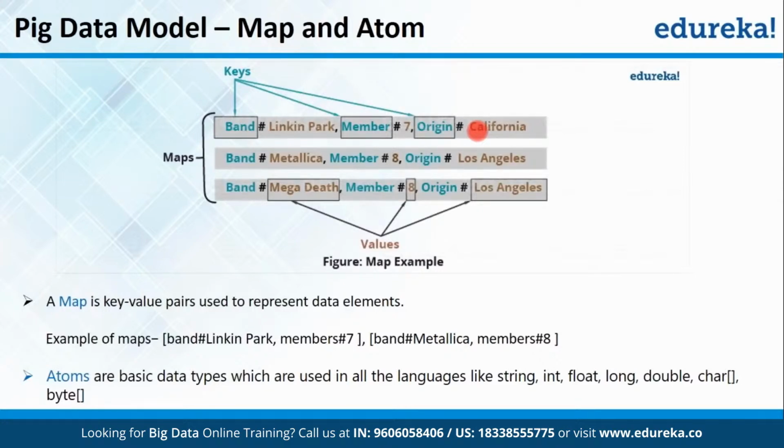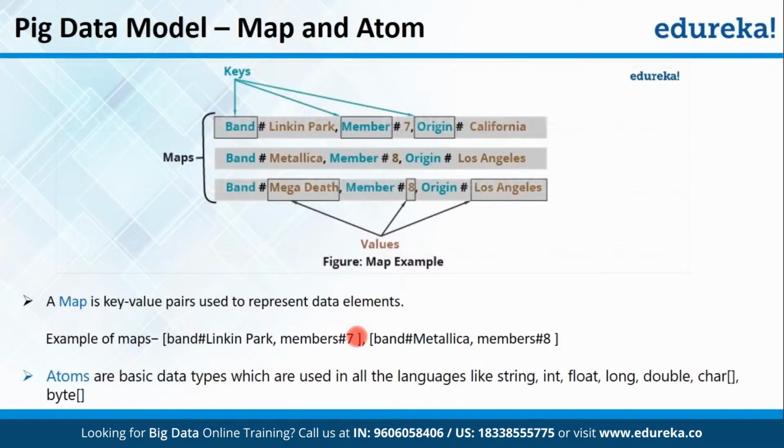However, a map cannot contain duplicate keys. As you can see, this map has only got band, member and origin. Okay, there cannot be another key with the name origin or member or band. Similarly with the second row and the third row. So to represent a map, you need to use the square brackets right here. So this opening square bracket represents the opening of the map, and right here is the closing of the map.